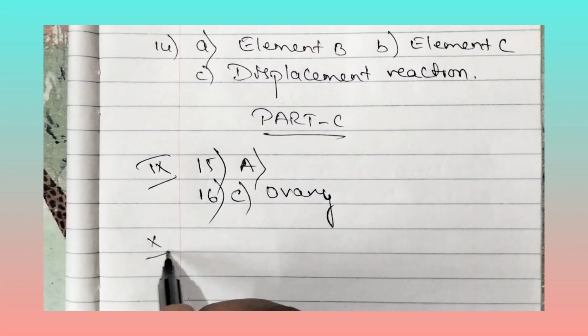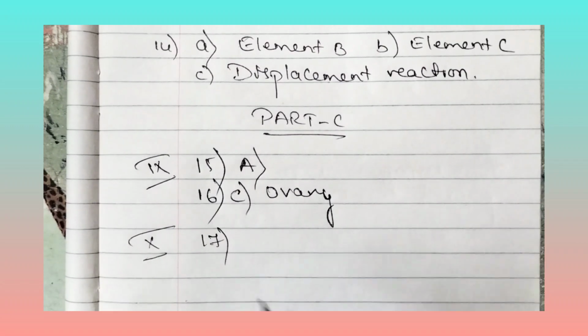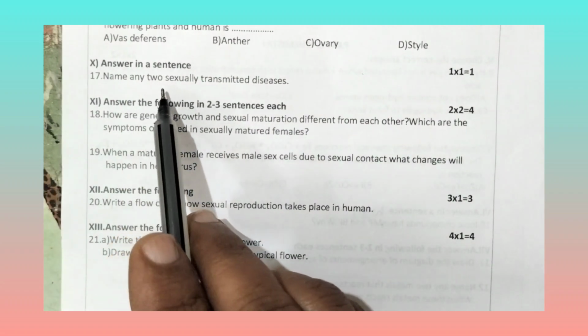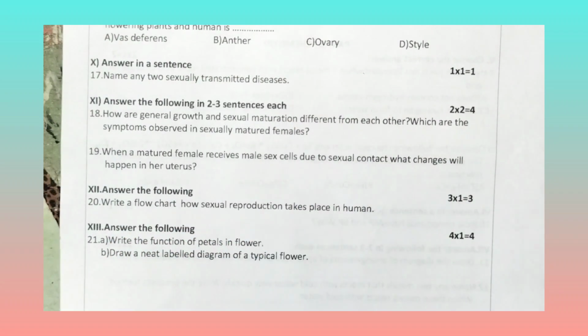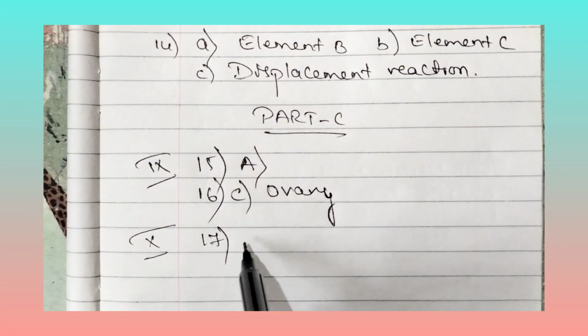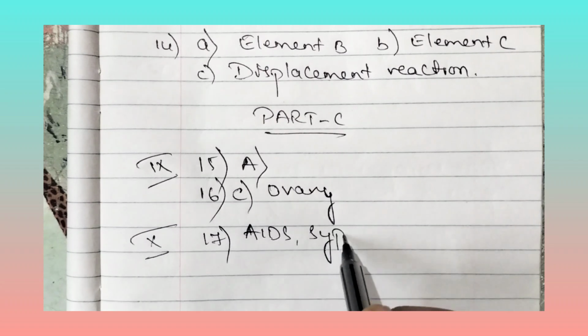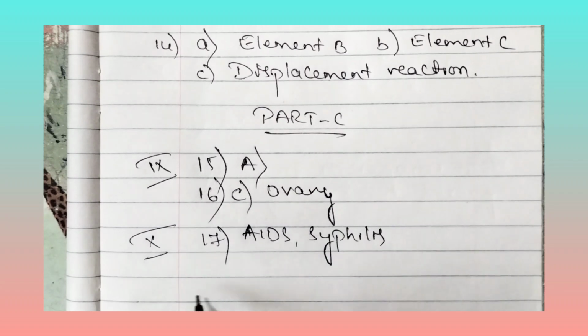Now let us move to the 17th question. The 17th question is: name any two sexually transmitted diseases. So the sexually transmitted diseases are AIDS, then syphilis, or you can also write gonorrhea.